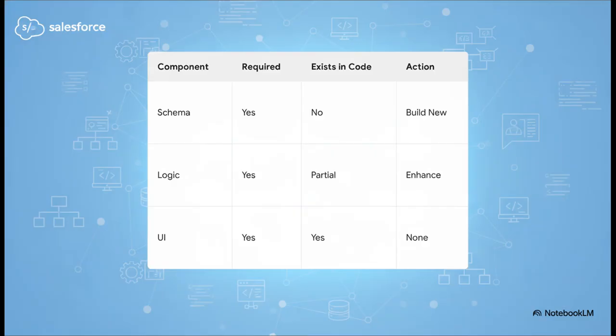And this table here shows it perfectly in action. For each component, you just ask, is it required? Does it exist? And based on that, what's the action? You can see right here for the schema, it's required, but it doesn't exist. So the action is build new. But then look at the UI. It's required and it already exists. So the action is none. We don't create a story for it. It's simple, it's logical, and it's incredibly efficient.